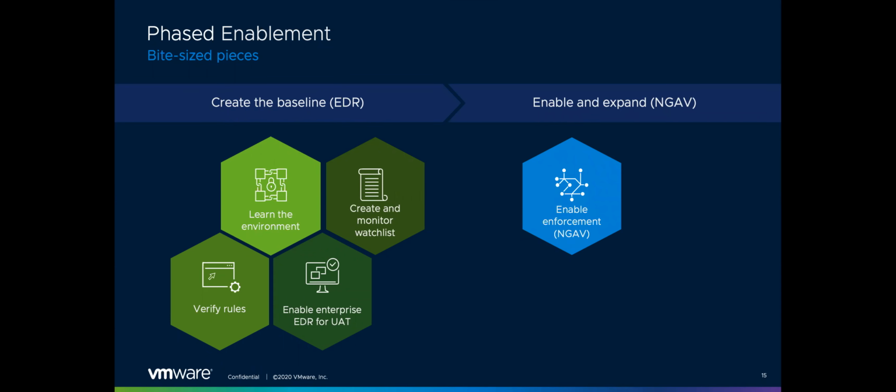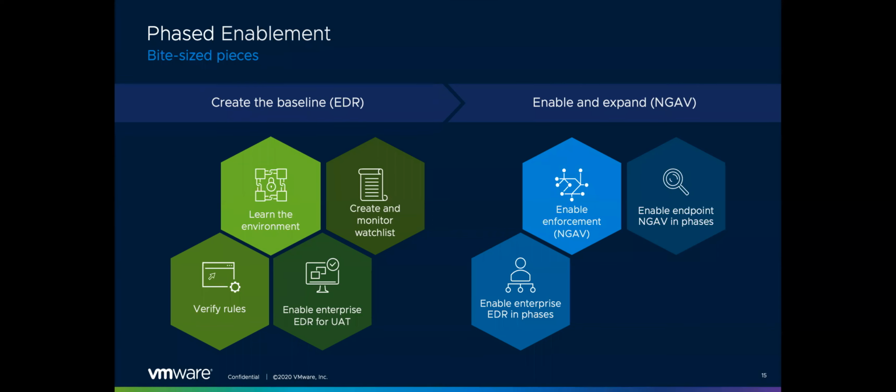And then when we moved over to the NGAV, so Next Gen AV component, we already had a pretty solid set of policies and rules out there. And then we were able to enable enforcement, so Next Gen AV. And then we enabled enterprise EDR in phases. So first we began enabling enforcement on our UAT systems, and then we expanded the deployment or the enablement of EDR in phases on our devices. And then Next Gen AV followed right behind that.